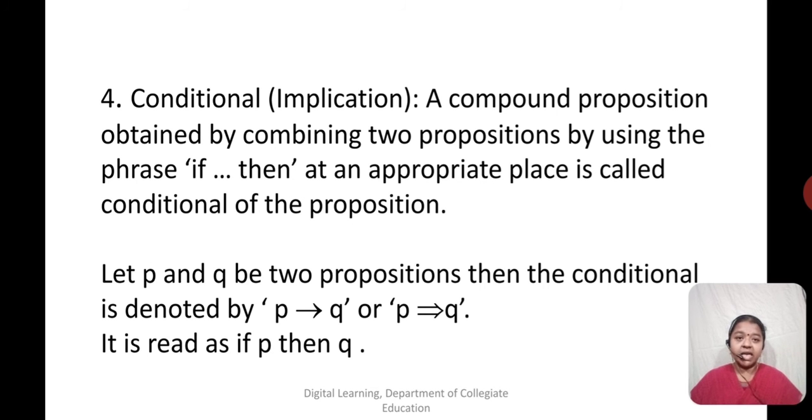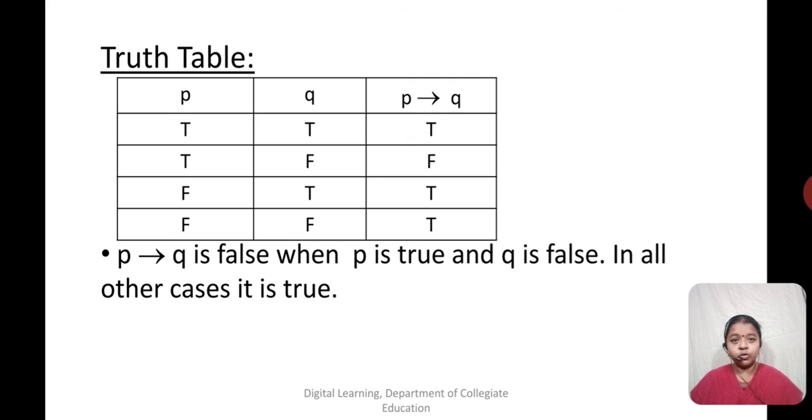The next one is conditional. We also call it implication. A compound proposition obtained by combining two propositions by using the phrase if then at an appropriate place is called conditional of the proposition. Again here we will be considering two propositions P and Q. Then the conditional is denoted by P implies Q. The single arrow or double arrow in short can be written as implies, and it is read as if P then Q.